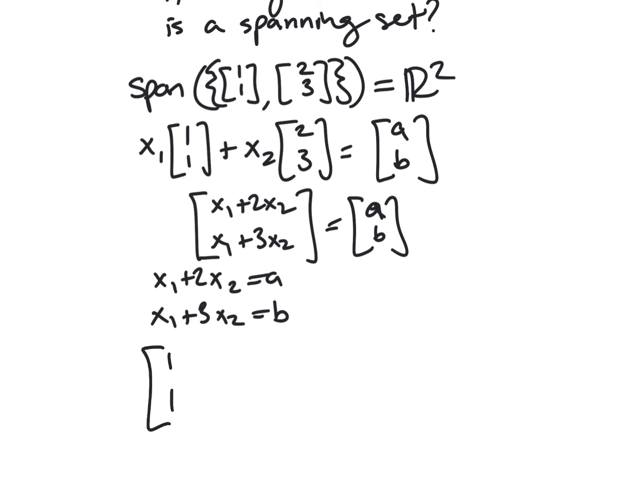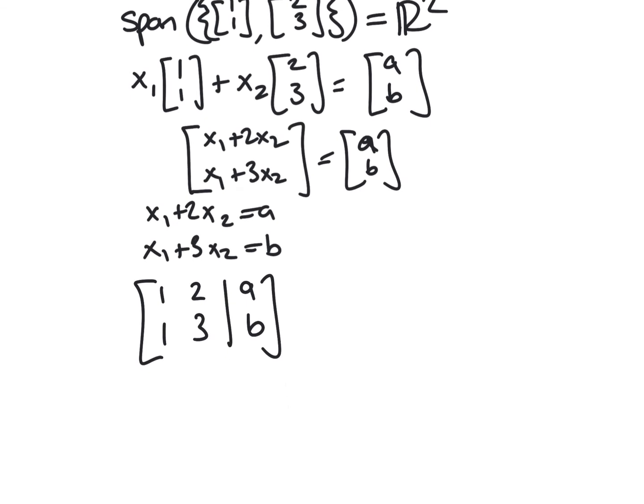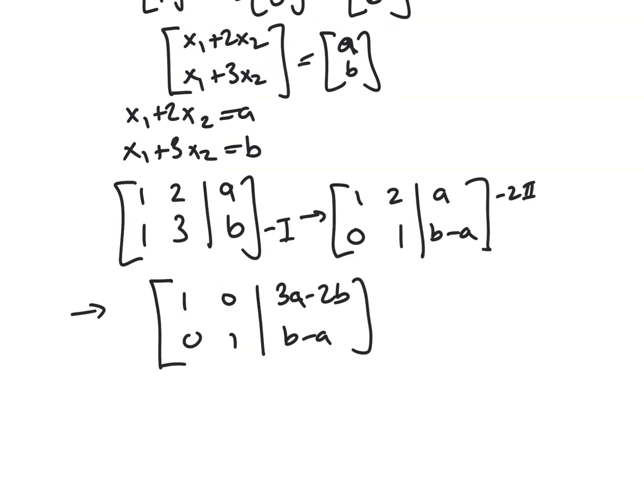So now I'll just translate this into the augmented matrix. And we'll go ahead and reduce it. I'll just show all the steps at once. And we get this solution, right? So this tells us immediately that x1 should be 3a minus 2b, and x2 should be b minus a. And then with those choices, we can get any (a, b). And you could actually go ahead and plug them in yourself to see that it works. But this shows we can get any element from R2 as a linear combination of these two column vectors, and thus they span R2.